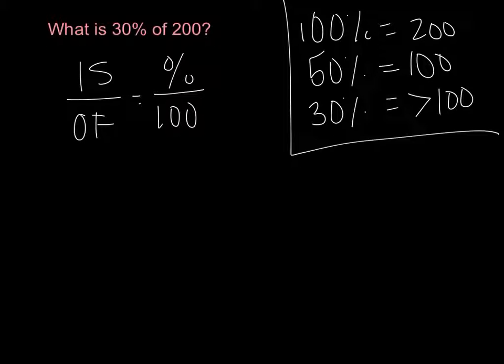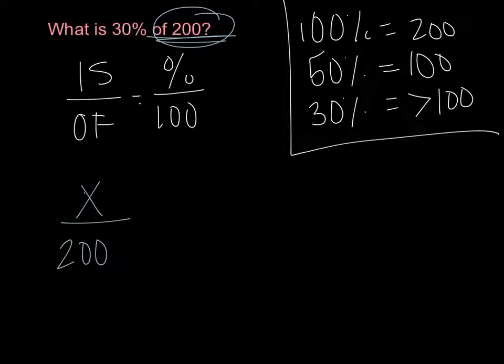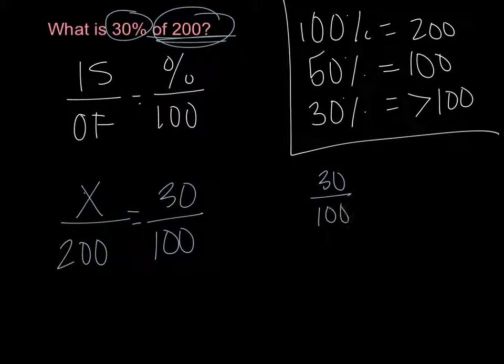So the is always going to be your x for your variable. The of is always going to be the number that's right after the of in the word problem. And then your percent, which is 30, will always go over 100. So in this case, the reason percent goes over 100 is because 30 over 100 equals 0.3, which is another way to write 30%. So we're just writing 30% in fraction form in our ratio.